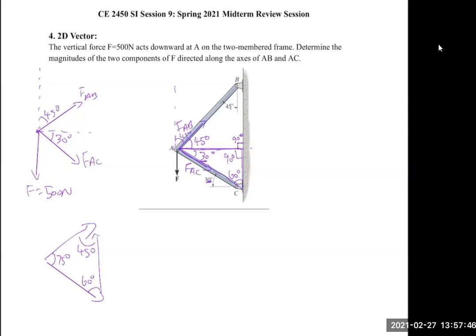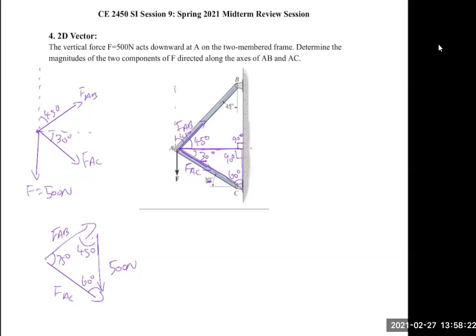All right. Actually, my arrow is wrong for this one. It should be going downward. F is 500 newtons. And then there's FAB and FAC. Okay, guys. So we have all the angles, and we have one side. One side is known. So which law are we going to use to find FAB and FAC? Are we going to use the law of sine or the law of cosine? Well, obviously we're going to use the law of sine, right? Because we only have one side known. For the law of cosine to be valid, we have to have at least two sides known.